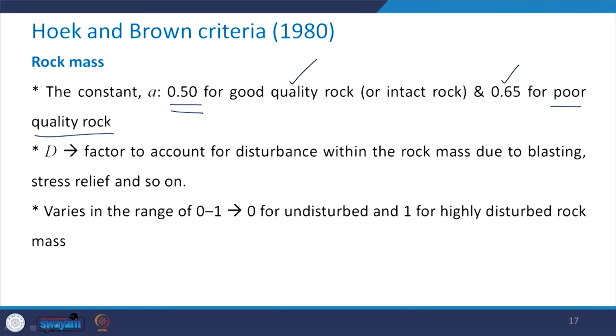As mentioned, D is a factor to account for the disturbance within the rock mass due to blasting, stress relief and other such phenomena, and it varies in the range of 0 to 1: 0 for the undisturbed rock mass and 1 for the highly disturbed rock mass.